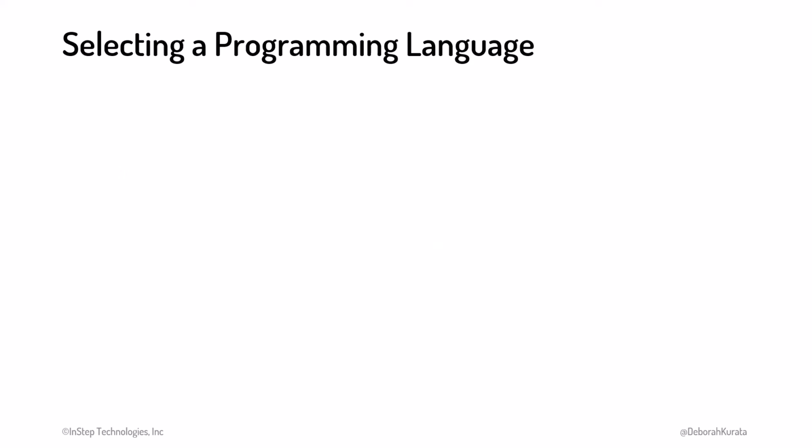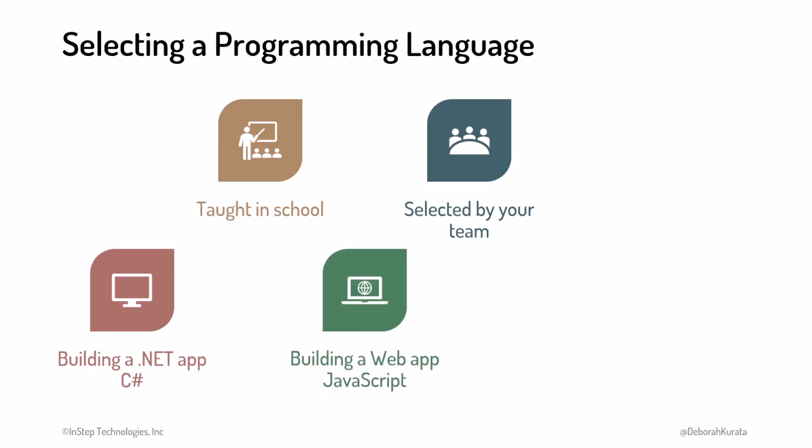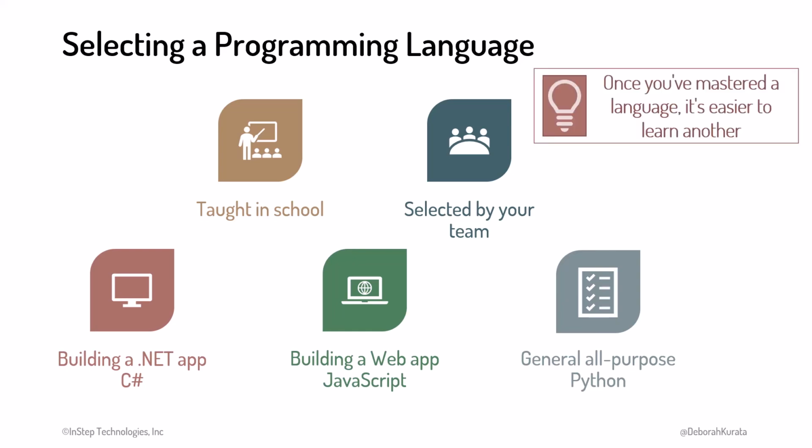How do you select which programming language to learn and use? Oftentimes, that decision is made for you. When in school, you'll use what's taught. If you are working on a team, you'll need to use the language that the team has selected. Or if you're working in a specific environment, you may be limited in your choices. For example, if building a .NET application, you may want to use C#. When building a web application, you'll use JavaScript. If you aren't constrained and looking for a good general all-purpose first language, Python is a good first choice.